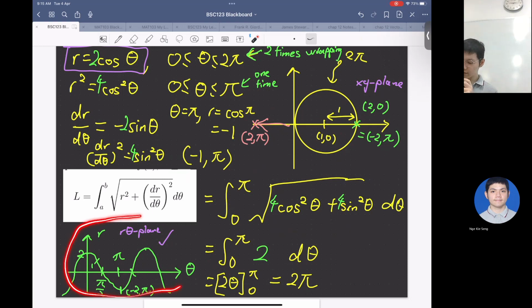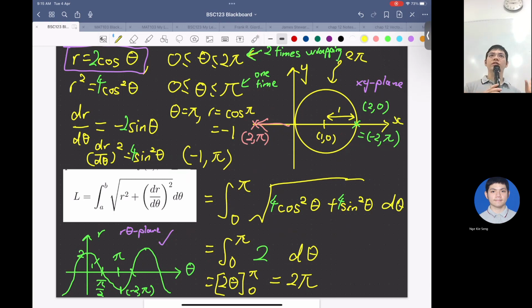So I suggest you start with this kind of graph first. Graph r against theta first, and then see how this radius changes when you plot it on the XY plane. Whenever we talk about a polar curve, usually we mean the curve drawn on the XY plane using r theta coordinates.